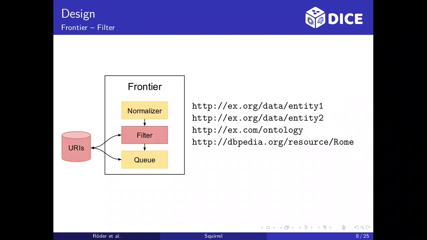The second module is the filter, and the main task of the filter is to remove URIs that already have been crawled before. To allow this, the filter is connected to a database that contains all these URIs. In addition to that, the users can also define additional rules. For example, in practice, it does not really make sense to crawl DBpedia resources, since you can easily download the DBpedia as a dump file, so you don't want to crawl all these single resources. And you may want to remove them from your list of URIs.